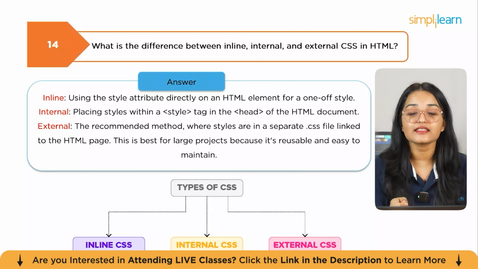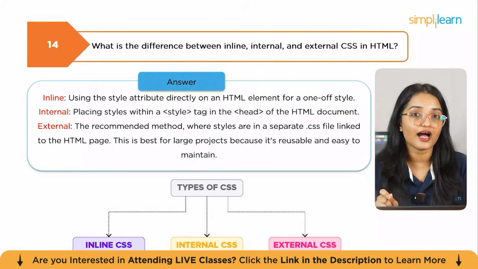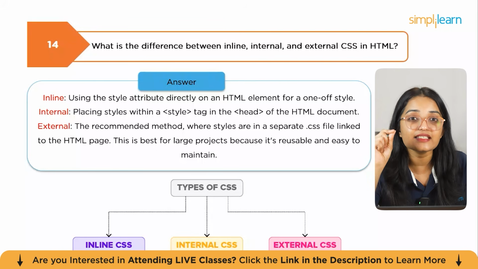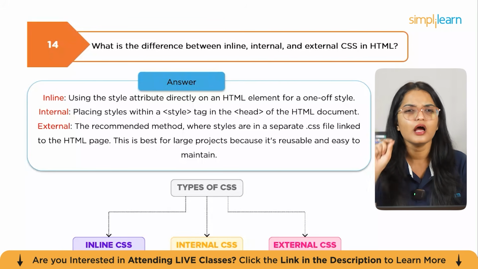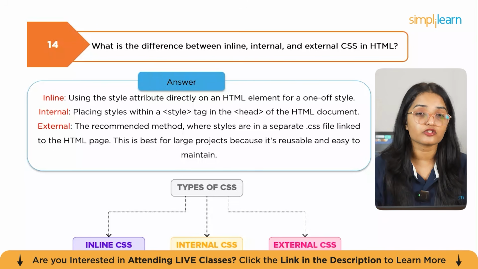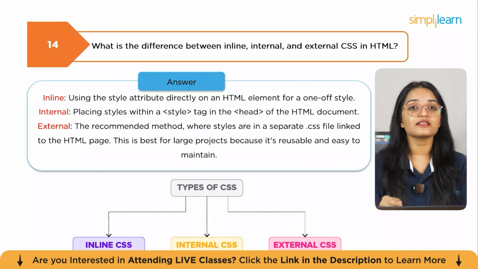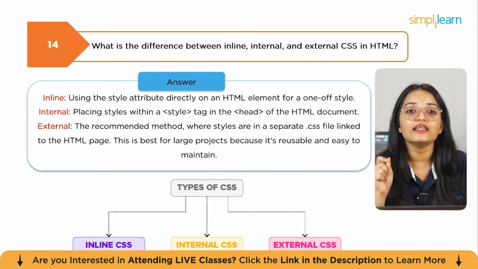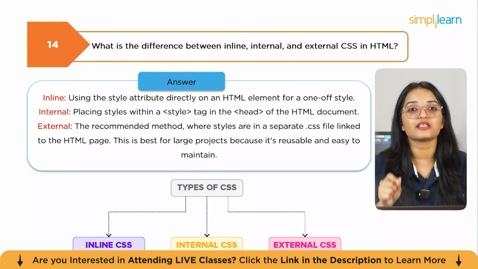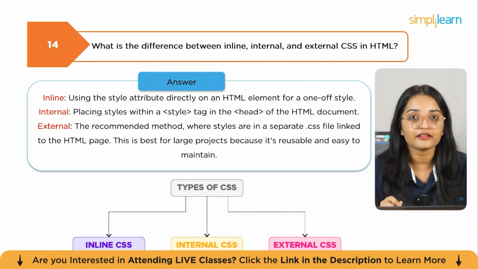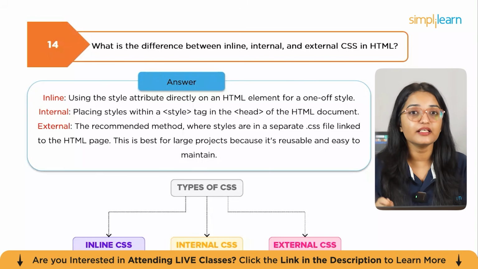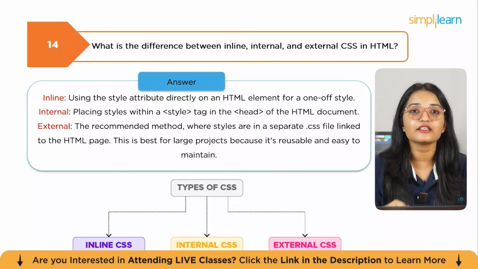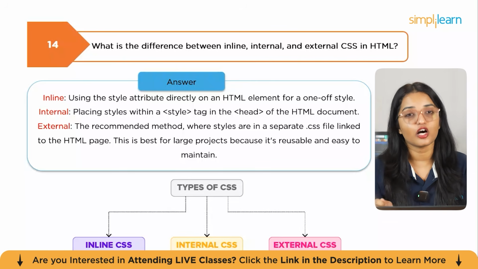Now internal CSS is defined with a style tag located in the head section of the HTML document. It applies style to the entire page, whereas external CSS is the most recommended approach, where styles are written in a separate CSS file and linked to the HTML document using the link tag in the head. This approach promotes reusability, modularity, and easier maintenance across a large website.